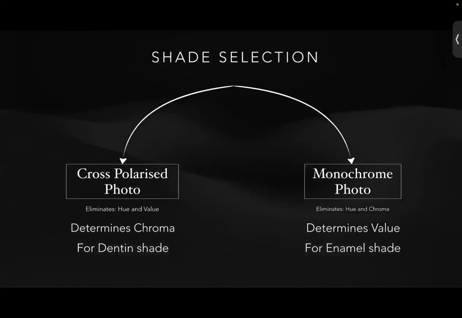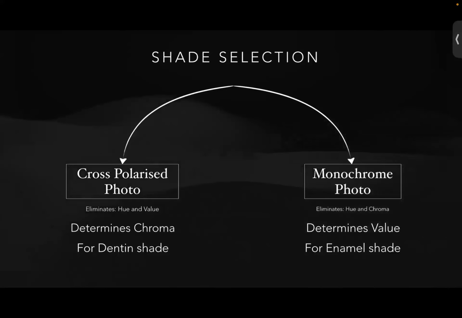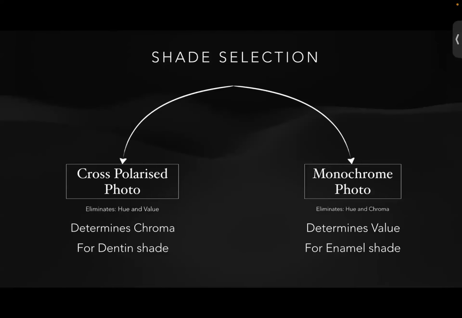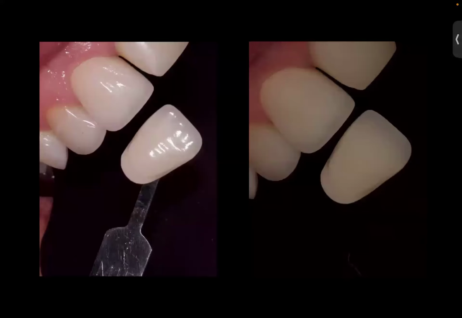Okay. So it focuses only on the chroma, and chroma is linked with dentine shade, right? Enamel is with the value, dentine is chroma. Understand this. Similarly, a monochrome picture is going to eliminate hue and chroma, so it will give you only the value, if it is brighter, if it is lighter. Okay, let us understand this now.